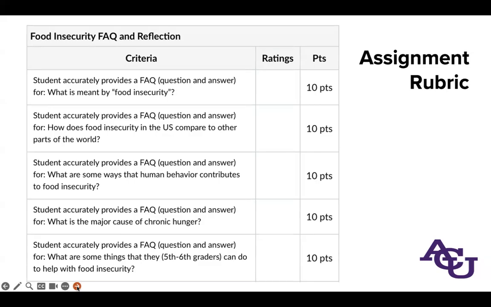Student accurately provides an FAQ question and answer on what's the major cause of chronic hunger. And then finally, student provides an FAQ question and answer on what are some things that they, as fifth or sixth graders, can do to help with food insecurity.